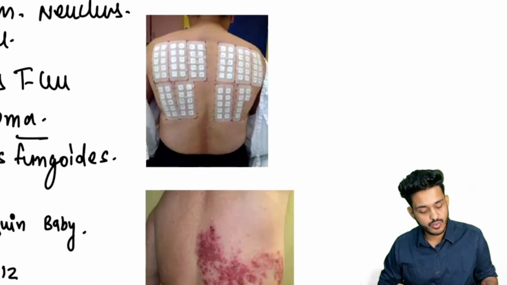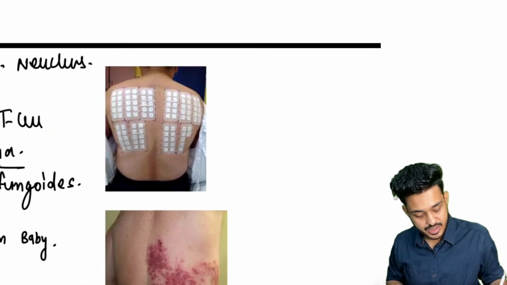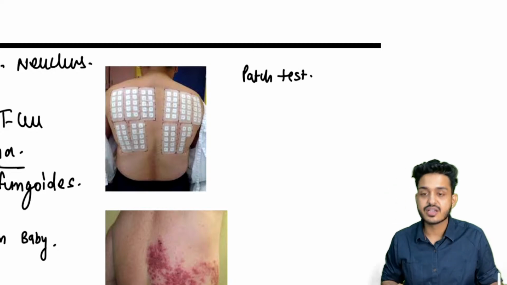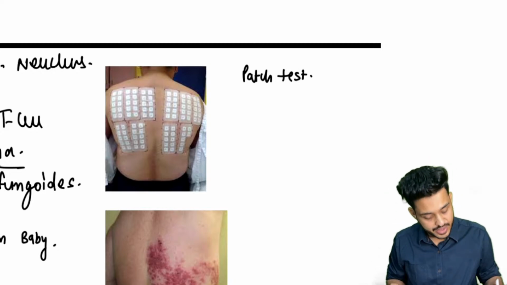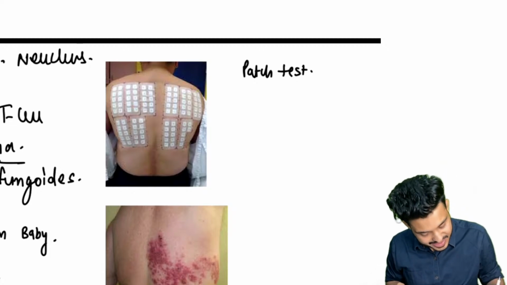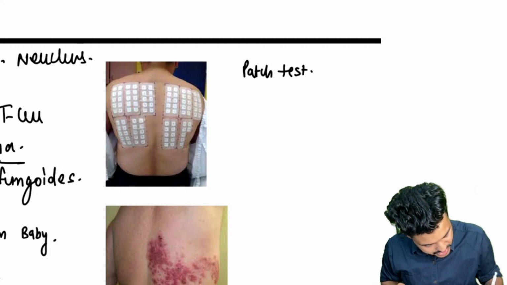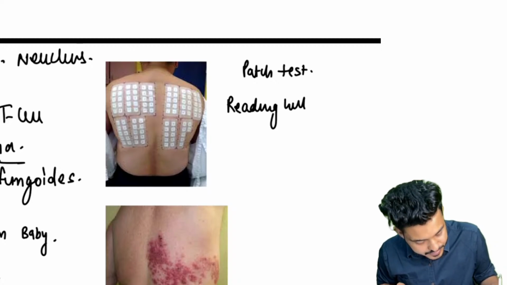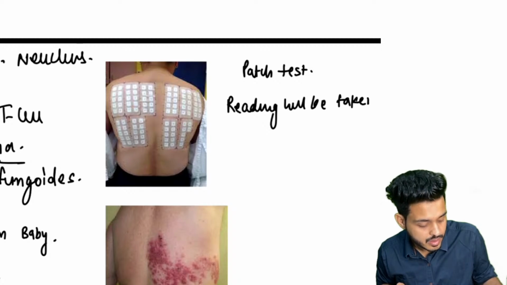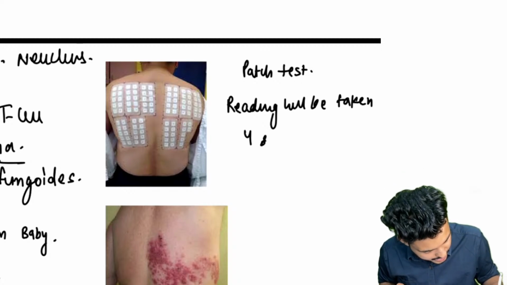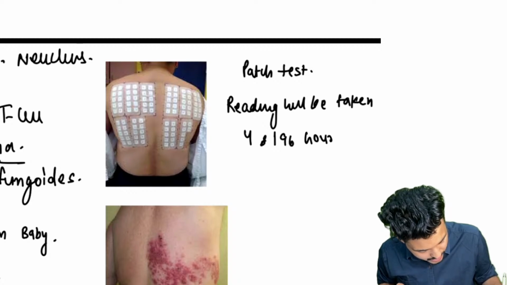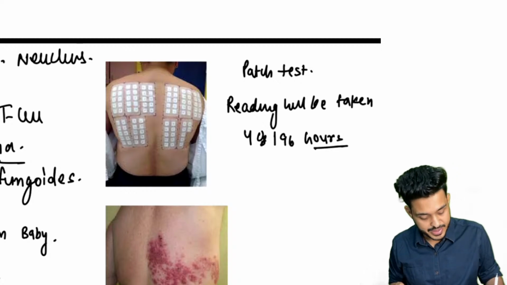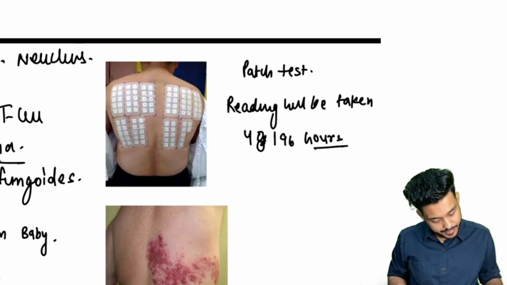Okay, which is this test guys? This has been asked. This is patch test, and this is done for the identification of allergy. This is a patch test, and reading will be taken in 48 to 96 hours. Generally we take 96 hours. It is a type 4 hypersensitivity.